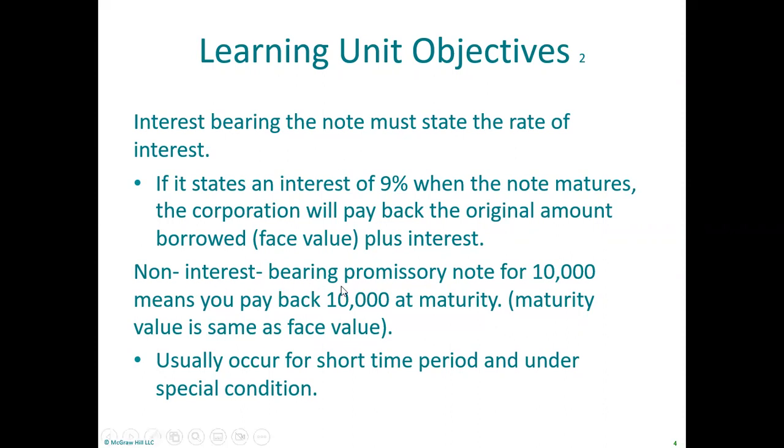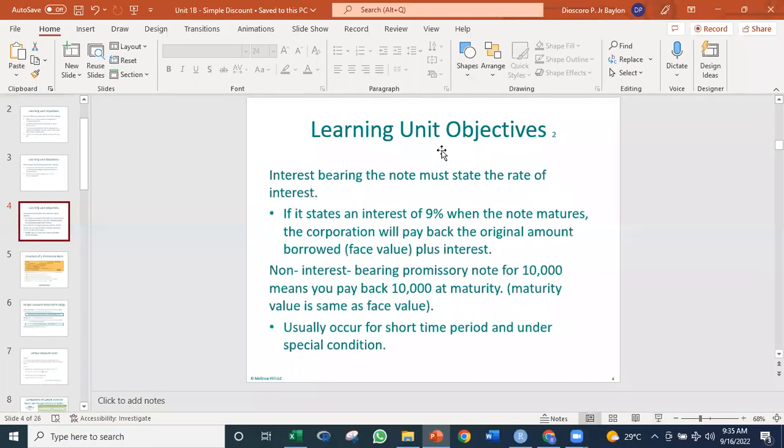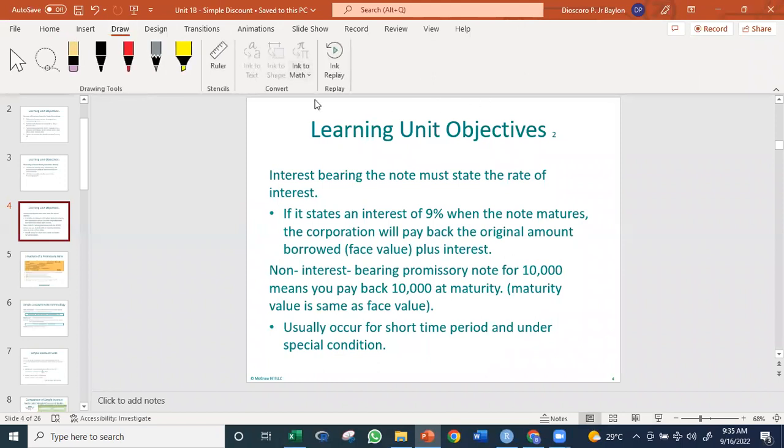On the other hand, non-interest-bearing promissory notes do not bear any interest. So the principal is simply what you will be paying at the end of the term. The 10,000 means you pay back 10,000 at maturity. So the face value is simply the maturity value. Why? Using the formula, the maturity value is equal to. So let me just make use of my digital pen.